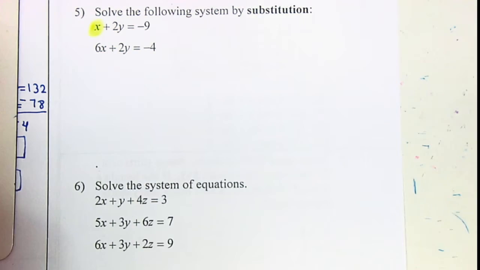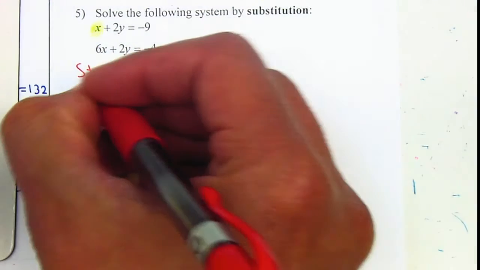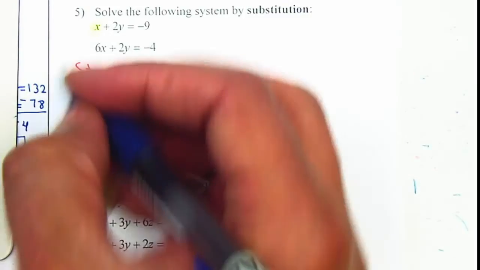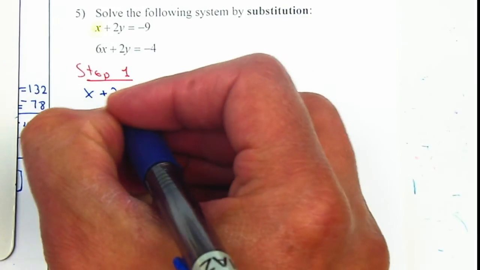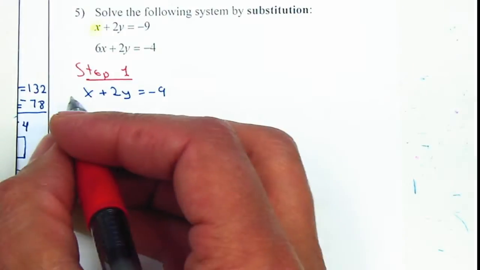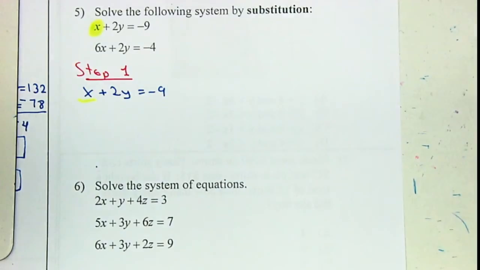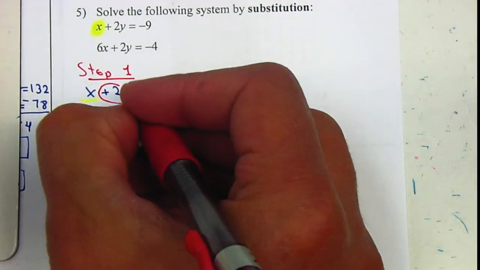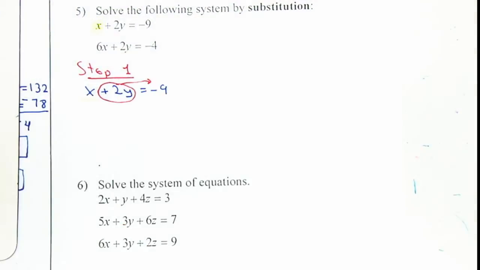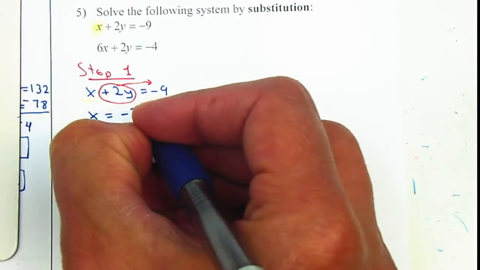So for step 1, I have x plus 2y is equal to -9. You want to leave that x by itself. Therefore, I'm going to move the 2y to the other side. It's going to become a negative. x is equal to -2y minus 9.